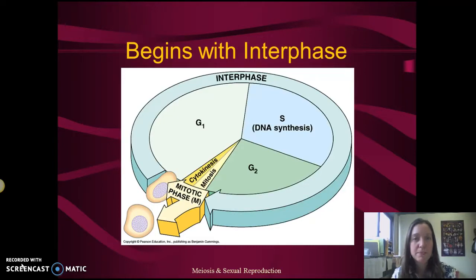As I said, the cell cycle always starts with interphase: G1, S, and G2. In G1, the cell grows, recovers from the division, and synthesizes some of the proteins it needs. In the S phase, the DNA duplicates, and in the G2 phase, the cell prepares for division. Then mitosis or meiosis occurs, followed by cytokinesis.